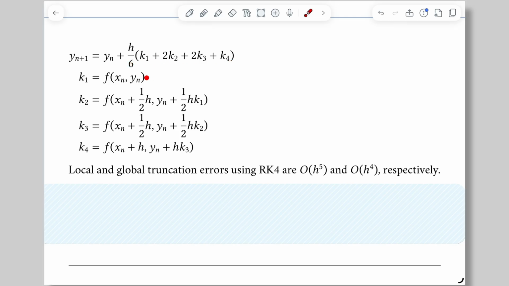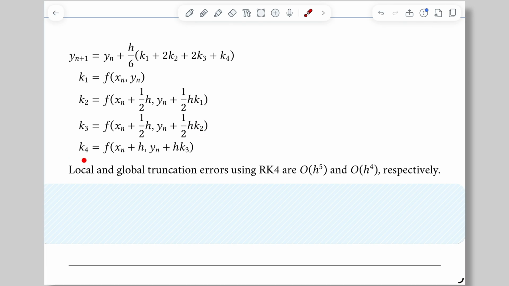k1 is what it always has been. k2 is f of x sub n plus half h, y sub n plus 1/2 of h times k1. And then we see similar formulas for k3 and k4. k3 is f of x sub n plus 1/2 h, y sub n plus 1/2 h k2.